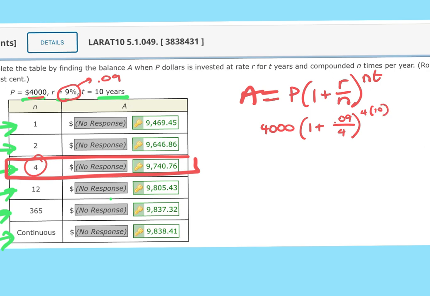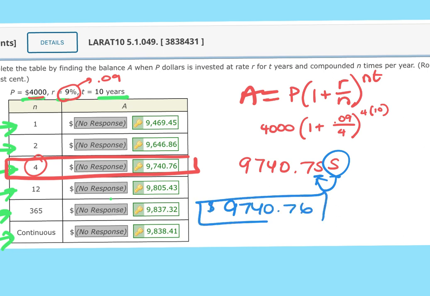And then you type that all in your calculator, and then you have to round it. So when it says nearest cent, it means as in dollars followed by cents. So you keep 2 decimal places there. So this one would have been 9740.755. I want to round it to the cent, which is the second one. This 5 bumps that up. So it would be $9,740.76. So be careful with your rounding because that's something that has to be perfect. You've got to be able to round it to the right thing.